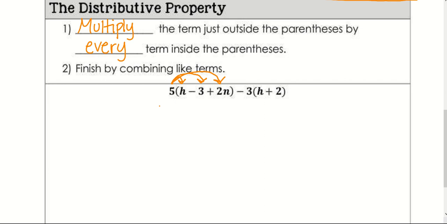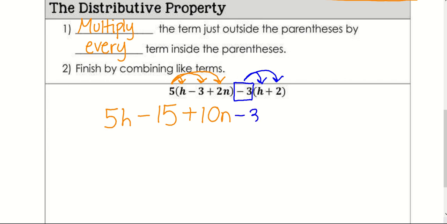So 5 times h is just 5h. 5 times 3 is 15. 5 times 2 is 10, so 10n. We're going to do the same thing with our minus 3. Keep in mind that a minus 3 is the same as a negative 3. So being distributed here is a negative 3 to the h and the 2. So I have negative 3h minus 6.